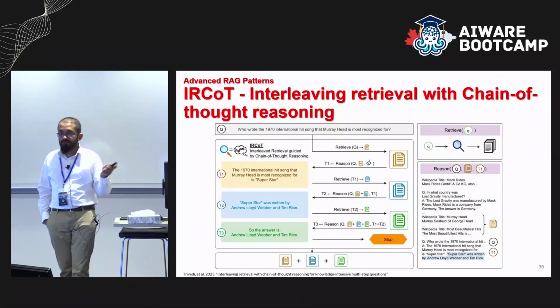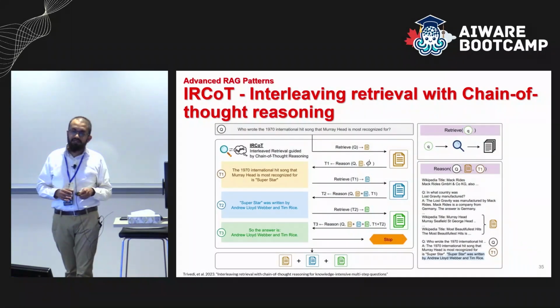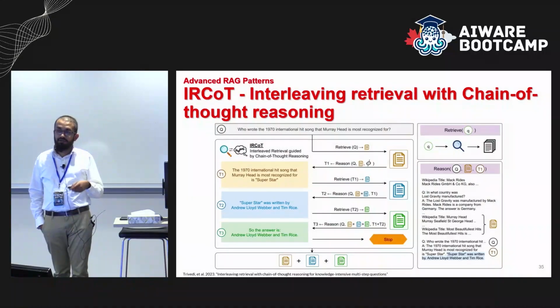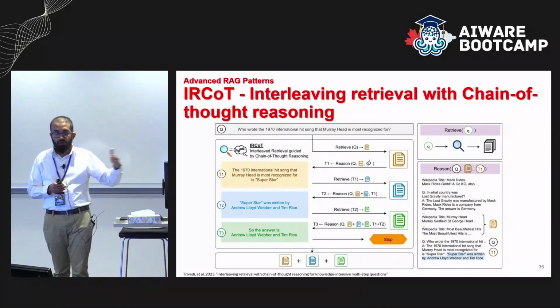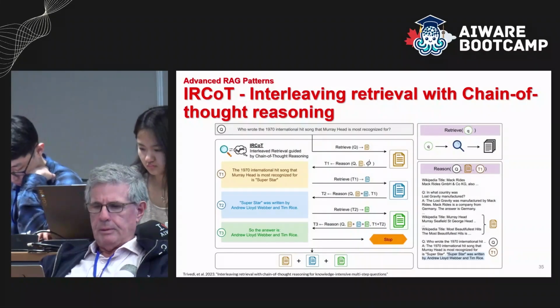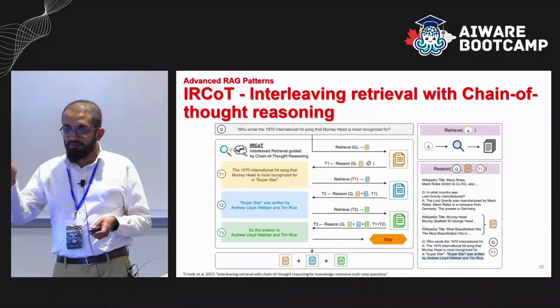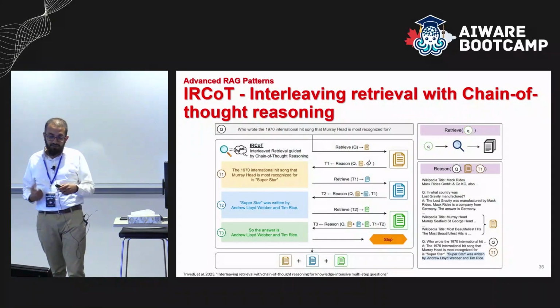IRCoT is also very similar to this. It uses retrieval with chain-of-thought reasoning. Chain-of-thought reasoning is a complex concept that we are going to talk about tomorrow also, and you may have covered this idea in the prompting session. So here the idea is you help the thought process, or the chain of thought, using the retrieved answers in each of the steps. So you have an initial question and you retrieve some information, try to come up with a reason, and then you have another sub-question that you need to answer. You have a chain that you need to invoke to get to the final answer.